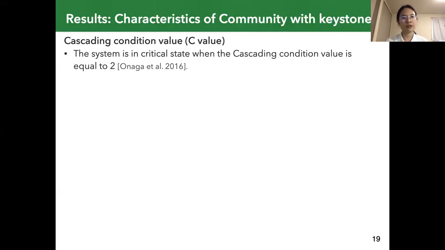Lastly, let's see what are the characteristics of community that keystone threads tend to exist. First, we focus on C value. C value is used to define the burstiness or the activity level of the network. It is mathematically proved that the system is in critical state when this C value is equal to 2.